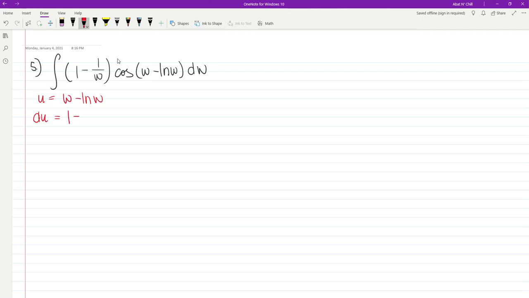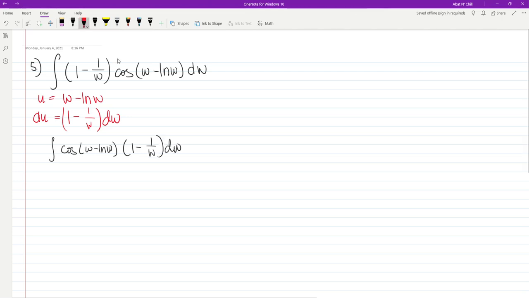That would be 1 minus, if we differentiate ln, that is du all over u. So the derivative of w with respect to w, that would be 1 all over itself. Okay, 1 minus 1 all over w. And of course, don't forget the dw here. So as you can see, now our integral, we can rewrite this as cosine of w minus ln of w, and then we have 1 minus 1 all over w dw.